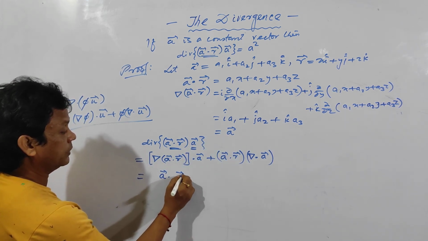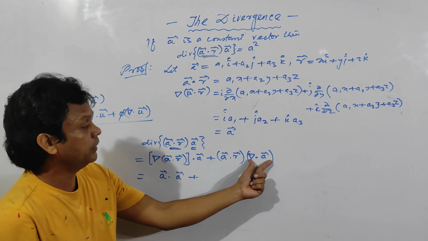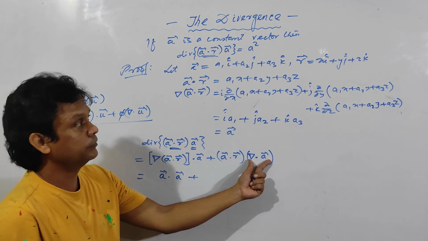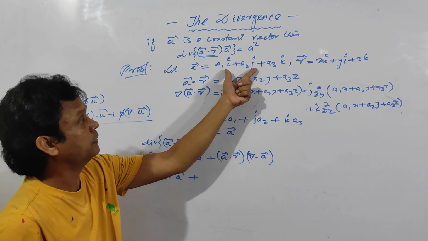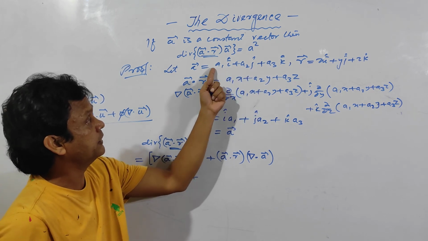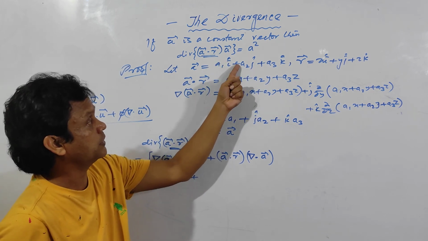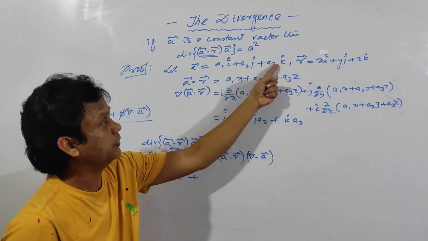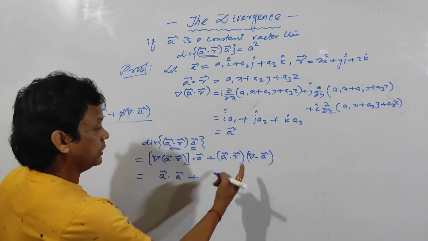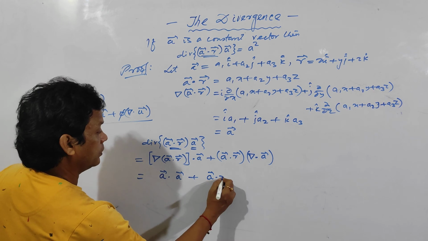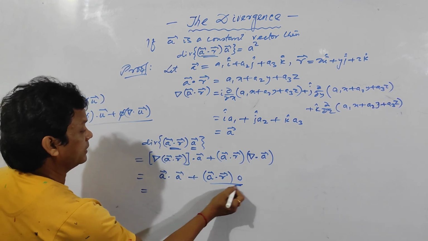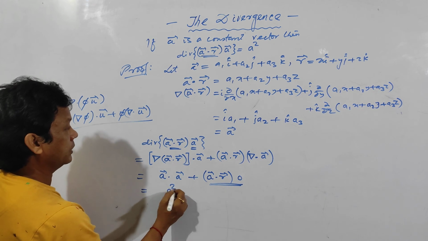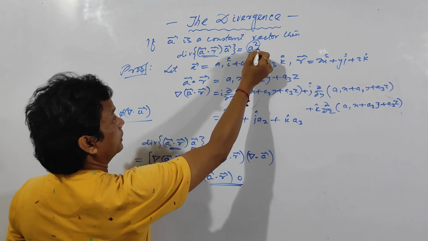So here del of A dot r, already I have proved it is A vector. So dot A vector, plus del dot A vector, which is 0 because A vector is this one, and you have to find out divergence of this one. That means del A1 by del x plus del A2 by del y plus del A3 by del z, which are all 0. So this quantity is 0. So A dot r into 0 vanishes, and the remaining A dot A is A square, which is your requirement. Clear?